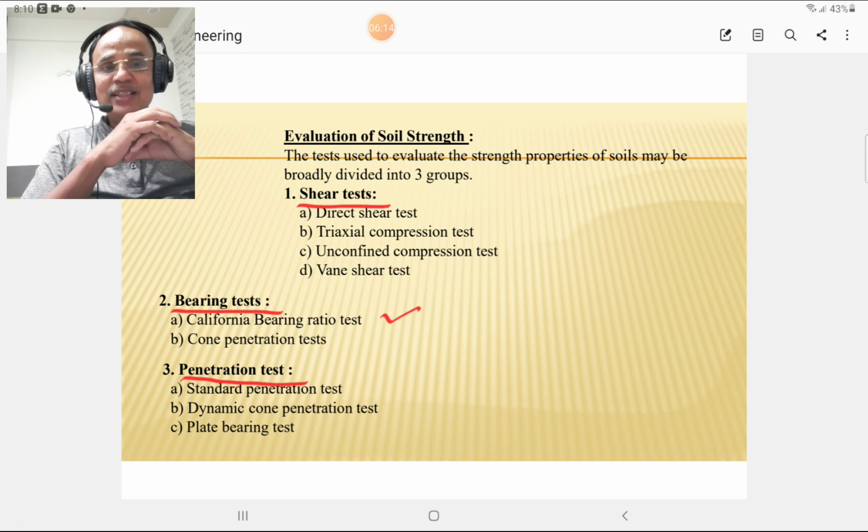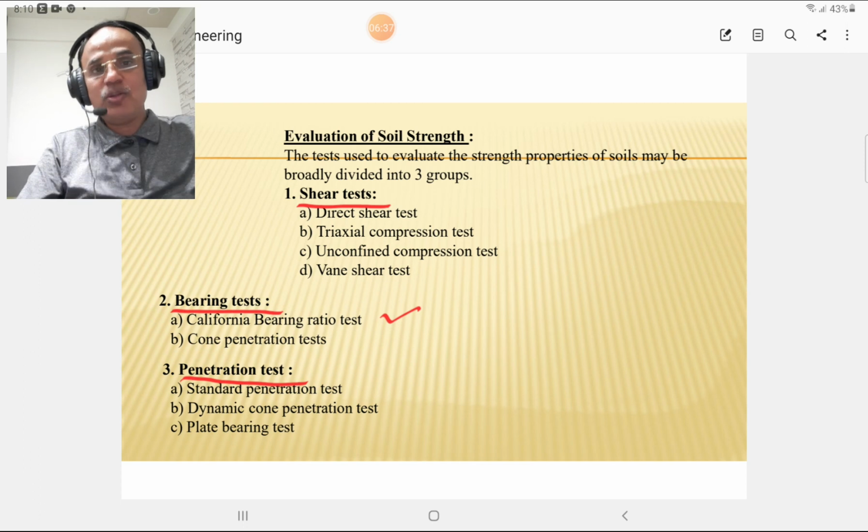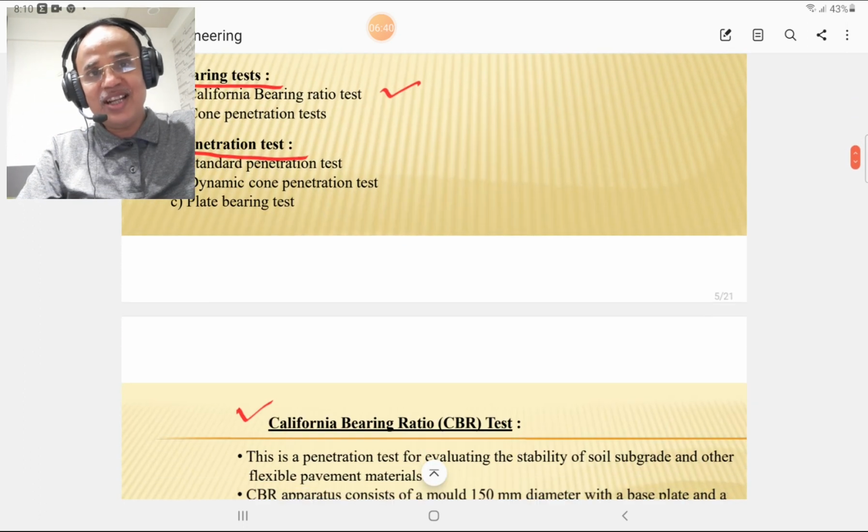You must know that. What is the bearing test? The CBR test is very important, that is the California bearing ratio test. Second is the penetration test, which includes the standard penetration test, the dynamic cone penetration test or static cone penetration test, and the plate bearing test. These are the three different types of tests used to determine the strength of the soil. You must know these three types of tests.